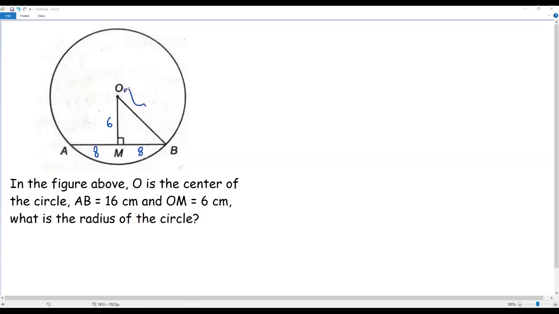The distance between the center and any point on the circle is called the radius. So OB represents the radius, and we have to find the length of OB. Let's consider the right triangle OMB, and we can use the Pythagorean theorem to get the length of OB, which represents the radius of the circle. According to the Pythagorean theorem, if I square the lengths of the two legs of the right triangle and add them, it must be equal to the square of the hypotenuse.